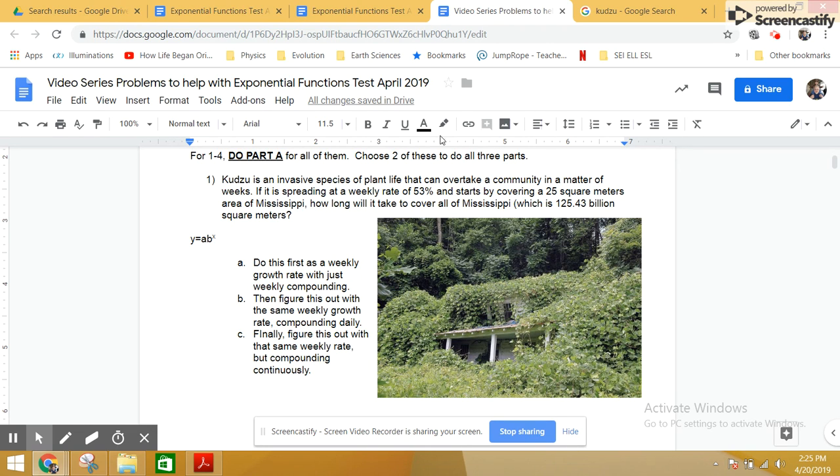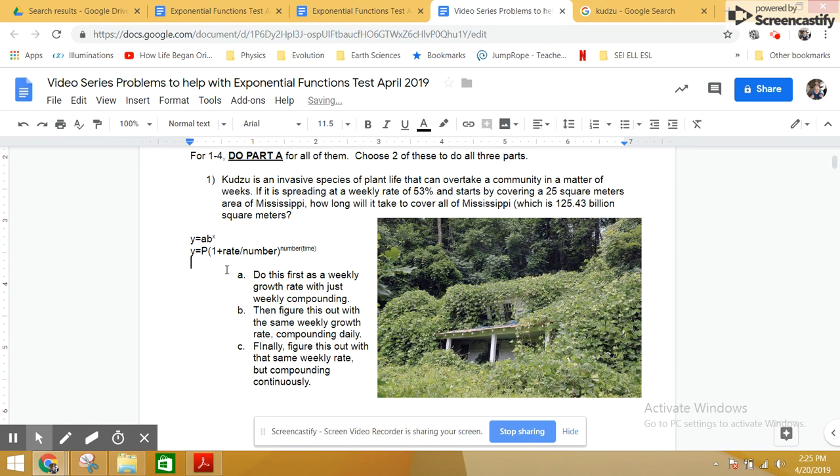We're going to, in this case, be dealing with a compounding situation. So instead of doing it like this, we're going to write our initial value, which will be called P, in this structure. We're going to say 1 plus a rate over a number of compounding events. And that's going to be raised to the number of compounding events times time. Okay, so that's the basic structure.